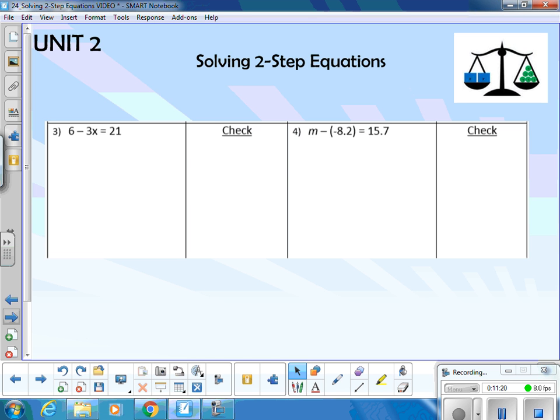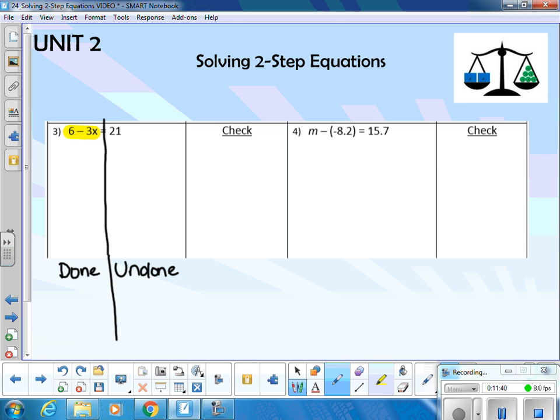Let's look at number 3. Start on the side with the variable. I'm going to divide my equation in half. Let's look at what's being done and undone. How do I undo it? What's being done to the variable? First, I'm multiplying by negative 3, and I have a positive 6. So to undo that, I'm going to take positive 6 and make it a negative 6, or subtract 6.